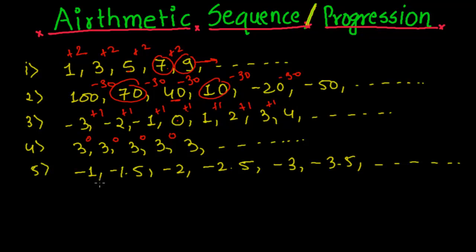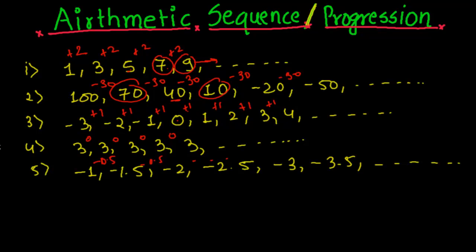Again here, let's see what I have to do. If I subtract 0.5 from minus 1, I get minus 1.5. If I again subtract 0.5, I get minus 2. Like this, every time I do this, I get the next term.